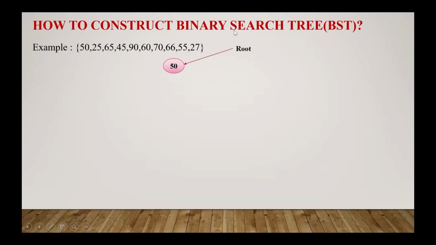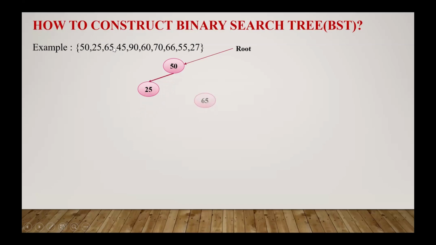Next element is the 25. 25 is less than 50. If 25 is less than 50, it will become a subtree. So now 25 becomes the left subtree.